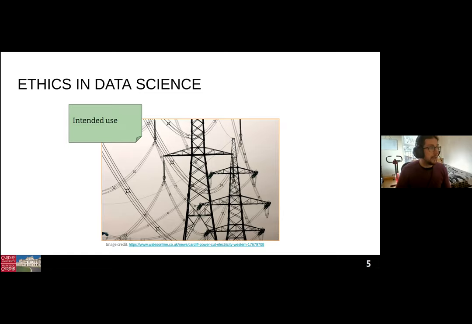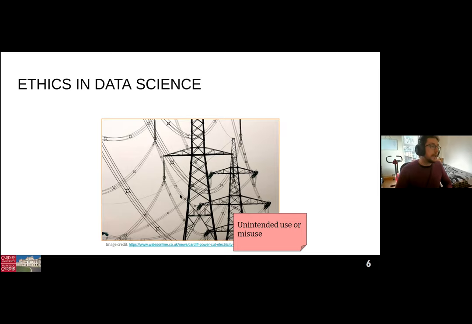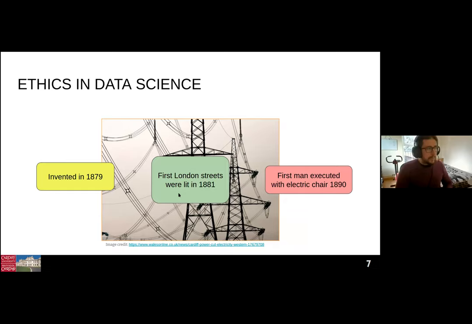One of the best examples of dual use is the case of electricity, as you can see in the slide, which was invented in 1879. The record for when the first London streets were lit was only a couple of years later, in 1881. But it turns out that the first man executed with an electric chair was only a few years later, in 1890. So it seems safe to assume that this application of that technology was not among the main applications that the inventors of electricity had in mind, and the people behind the deployment at large scale.